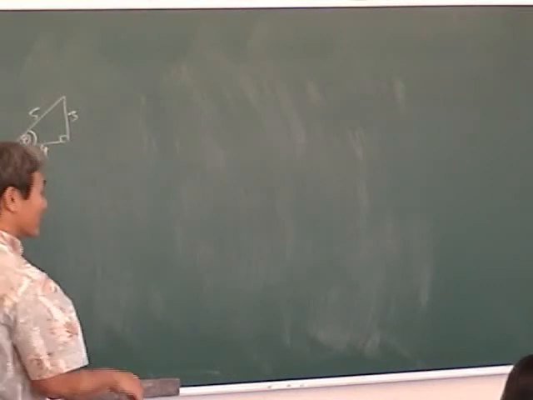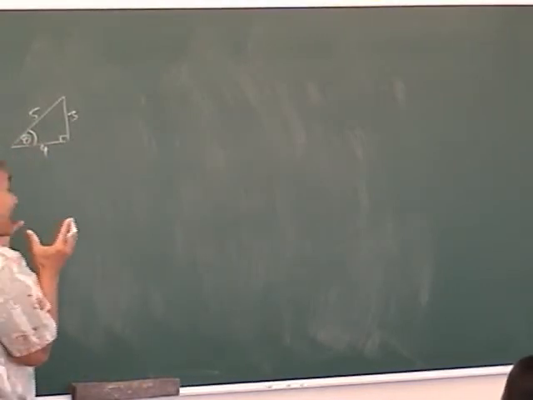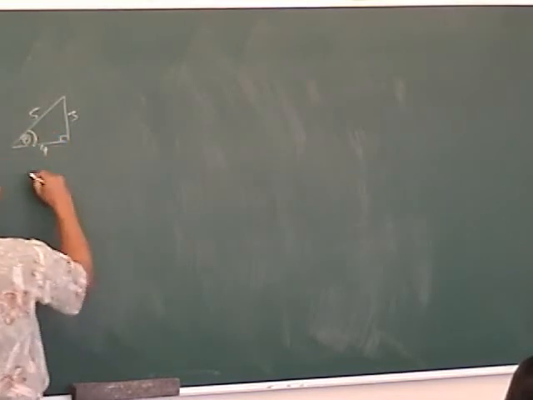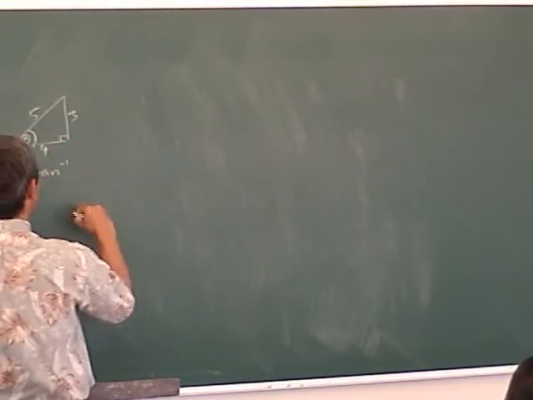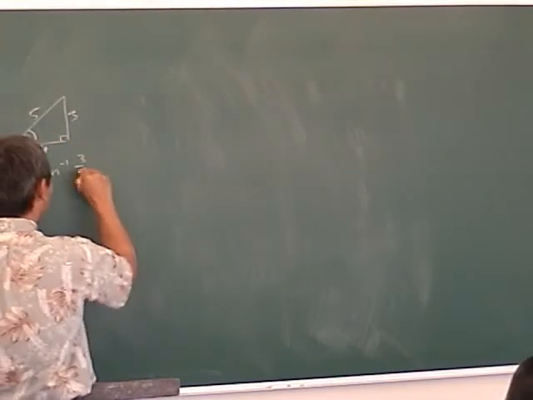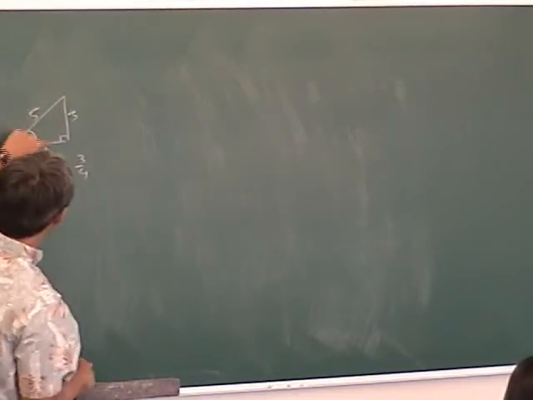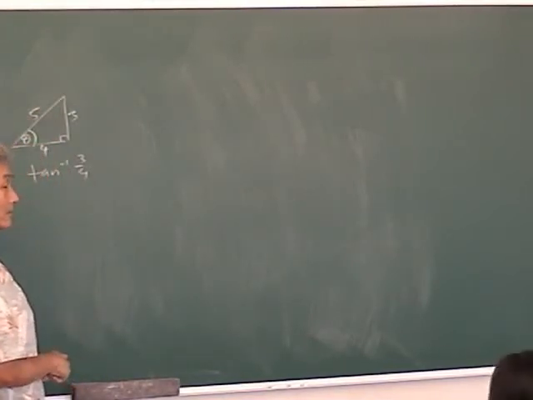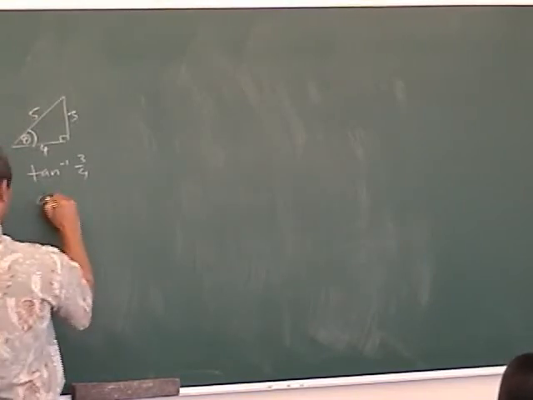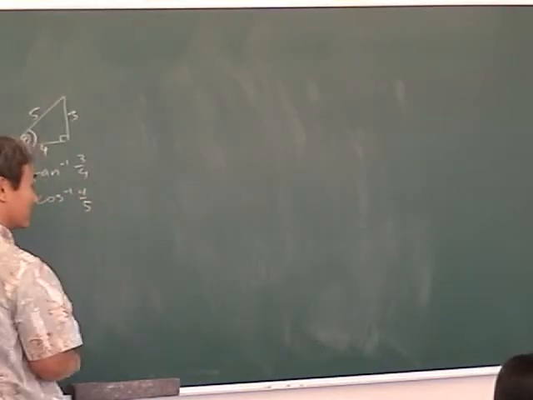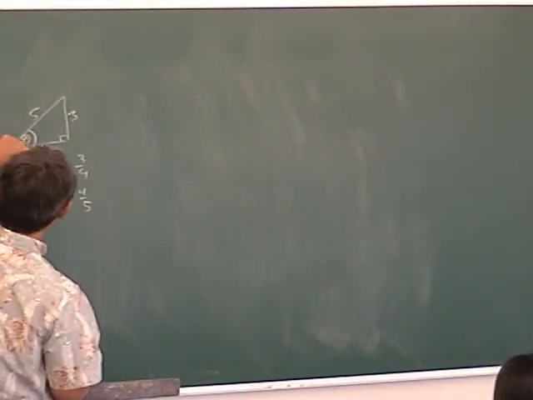Okay, whatever. 36.9 degrees, but that's not exact. That's just an approximation. What is the exact measurement of this angle? Well, tan inverse 3/4. That's because the tangent of this angle is 3 over 4. Or you could say cosine inverse 4/5, because the cosine of this angle is 4/5.